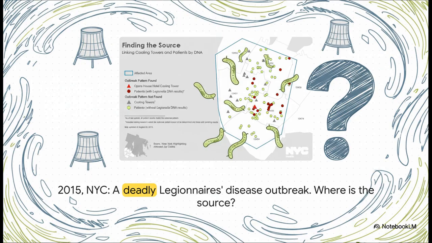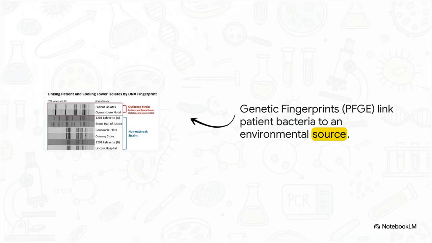It's the summer of 2015, and a deadly outbreak of Legionnaire's disease hits the Bronx in New York City. People are getting really sick, and officials need to find the source, and fast. The big question was, where was this Legionella bacteria coming from? So instead of waiting weeks for cultures to grow, investigators turn to molecular methods.